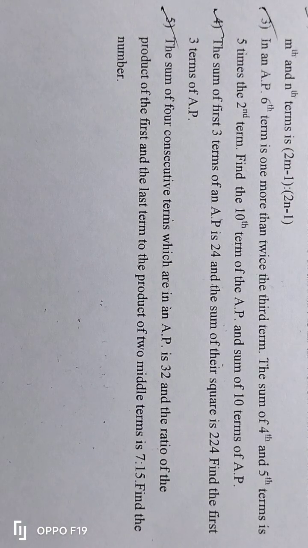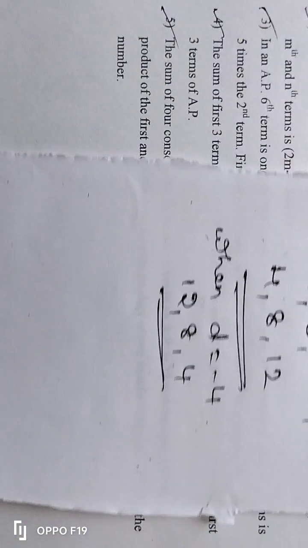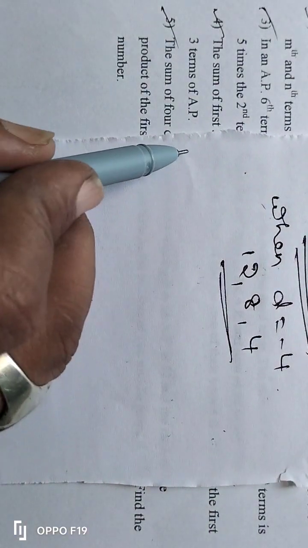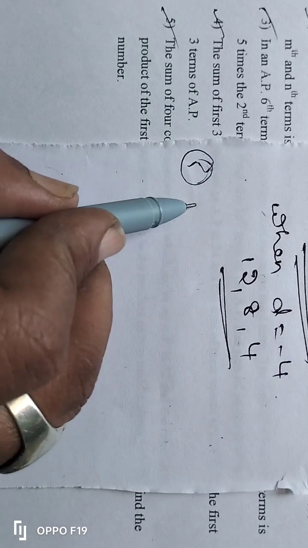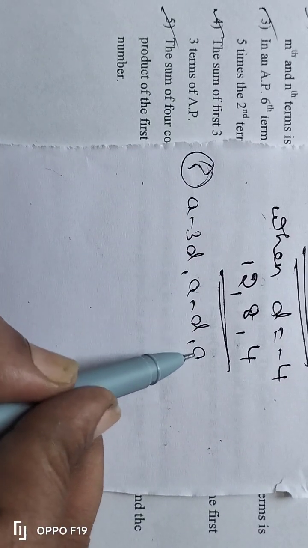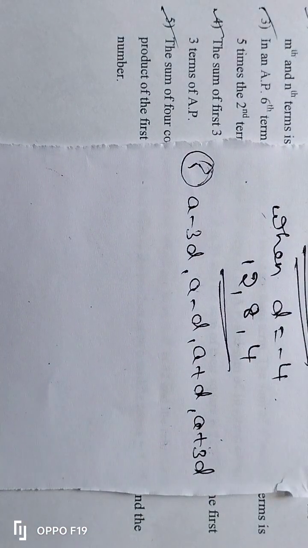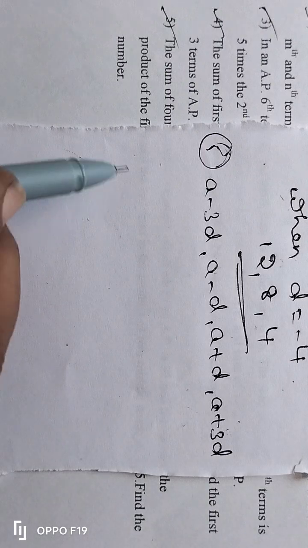So in this question, now they have given the sum of the four consecutive terms. So let us write the first four consecutive terms of the AP: a minus 3d, a minus d, a plus d, a plus 3d. So these are the first four terms of an AP.